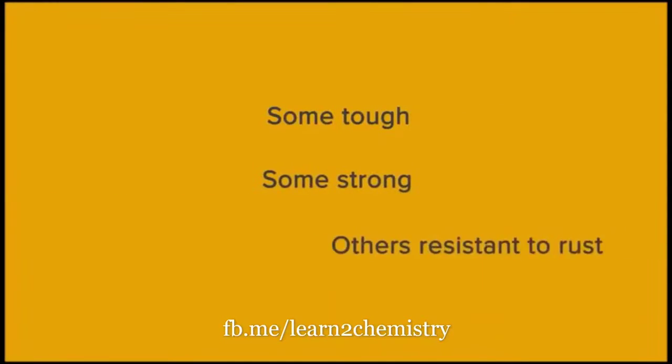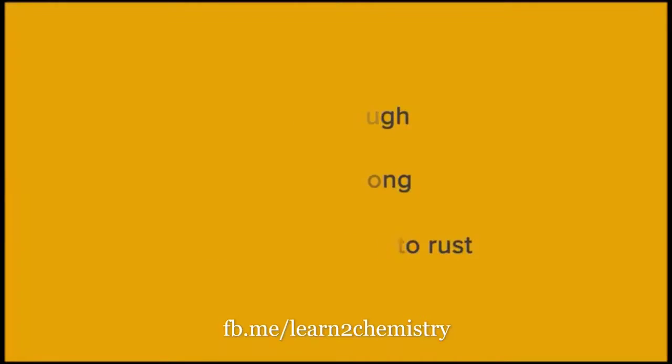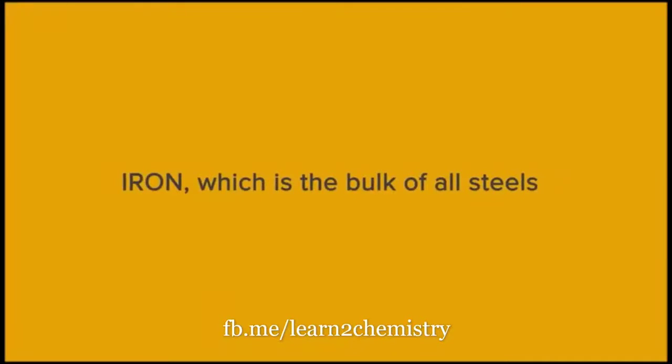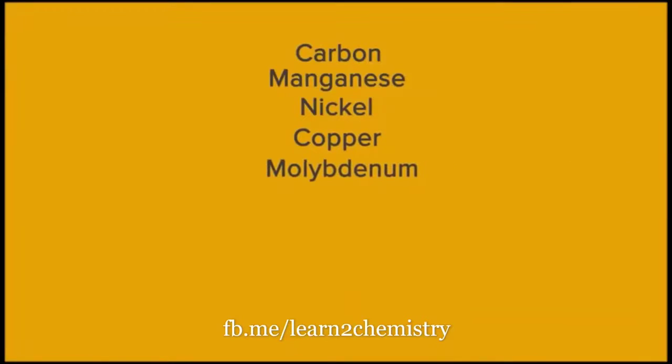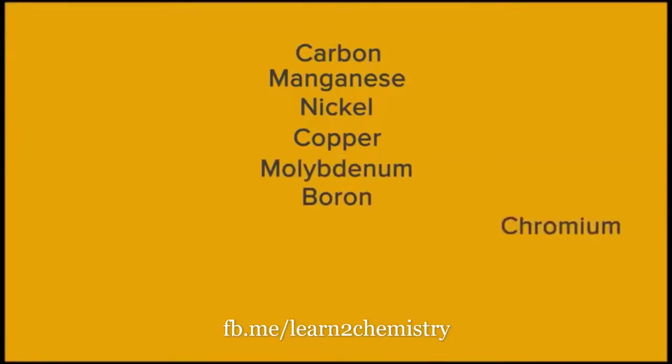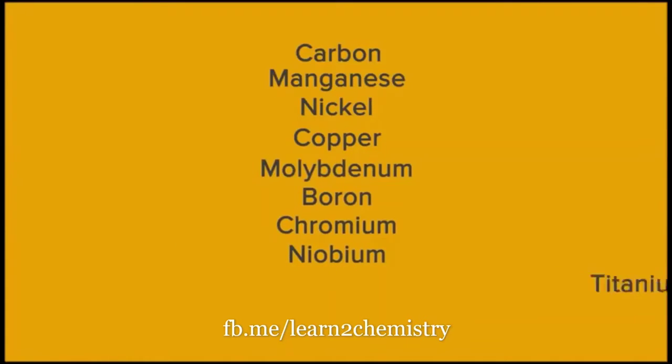If we take steel, there are hundreds of steels, all with slightly different properties, some tough, some strong, other resistant to rust. These steels are produced by the same principle as bronze. We take one element, iron, which is the bulk of all steels, and add another chemical element, often called alloying elements, to it. To name a few, we could add carbon, manganese, nickel, copper, molybdenum, boron, chromium, niobium, titanium, and vanadium. In this way, we can tailor a steel to a specific application.